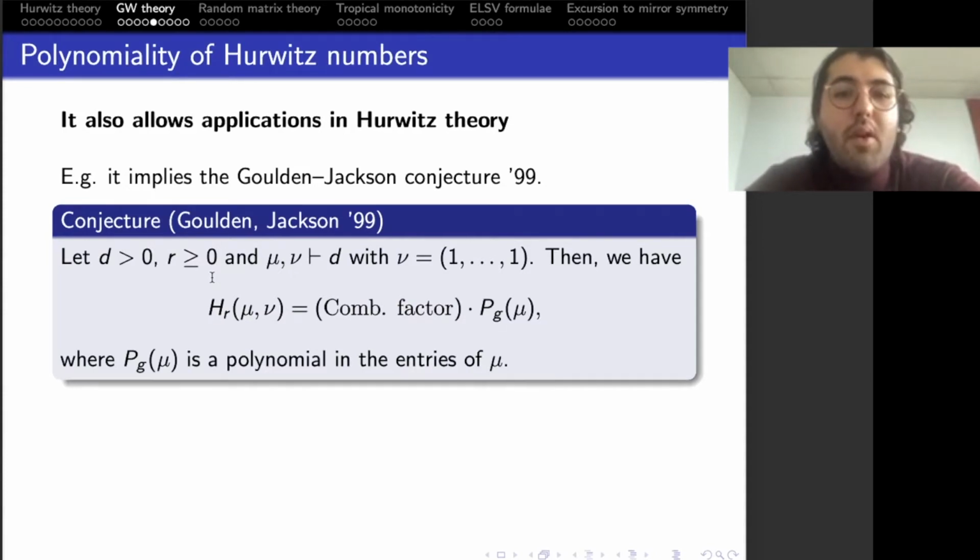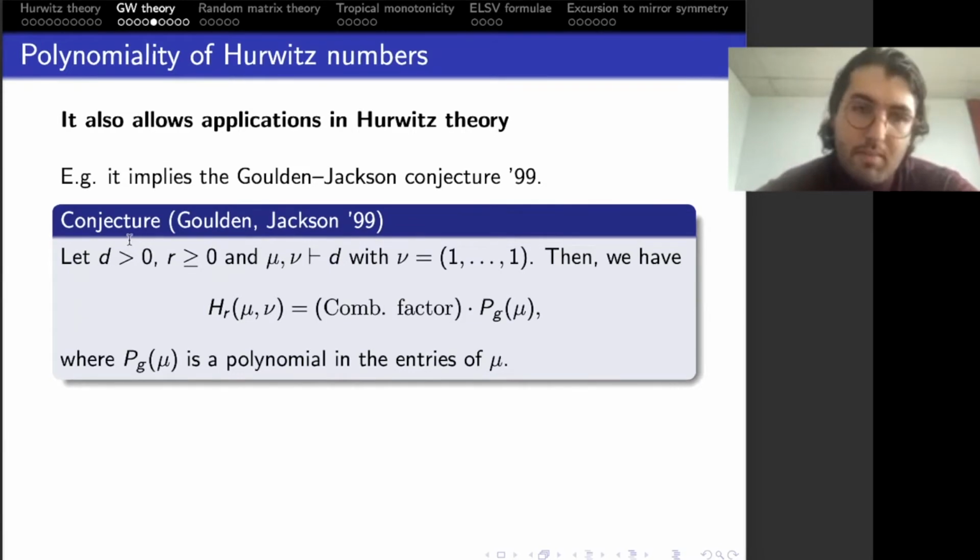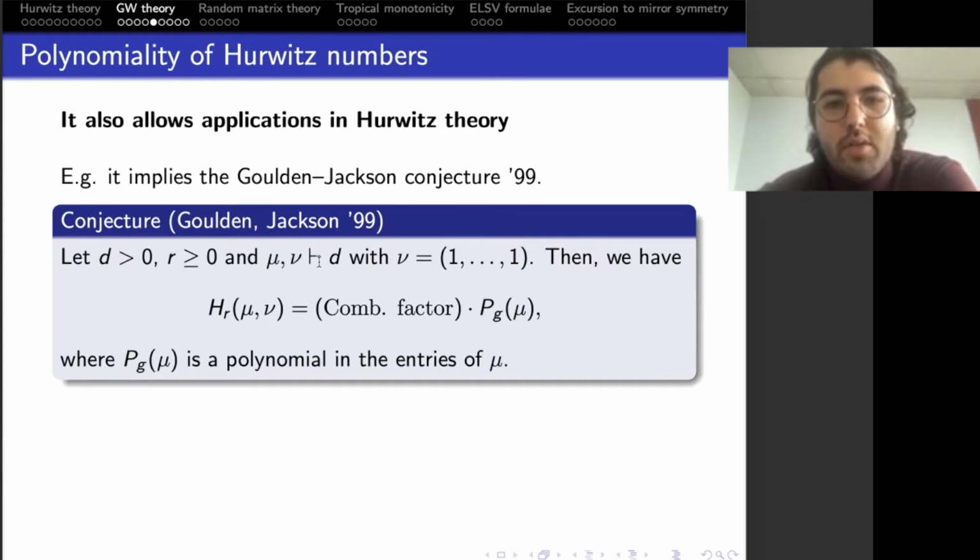So for example, it implies the Goulden-Jackson conjecture from 1999 in one line. So once again, what does this say? We take a positive integer D, a non-negative integer R, and two partitions of D, where the partition nu is trivial, as in the statement of the ELSV formula. And then the double Hurwitz numbers are equal to a combinatorial factor times a polynomial in mu. So PG of mu is a polynomial in the entries of the partition mu.